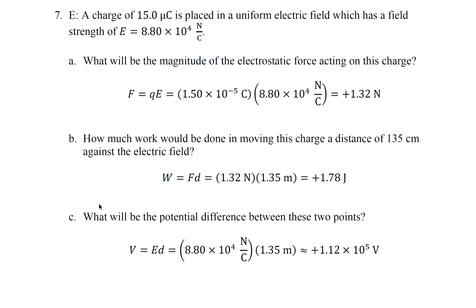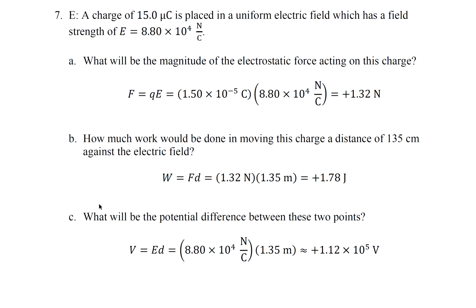Question 7. A charge of 15 microcoulombs is placed in a uniform electric field which has a field strength of 8.8 times 10 to the 4 newtons over coulombs. Part A. What will be the magnitude of the electrostatic force acting on this charge? Well, F equals QE.